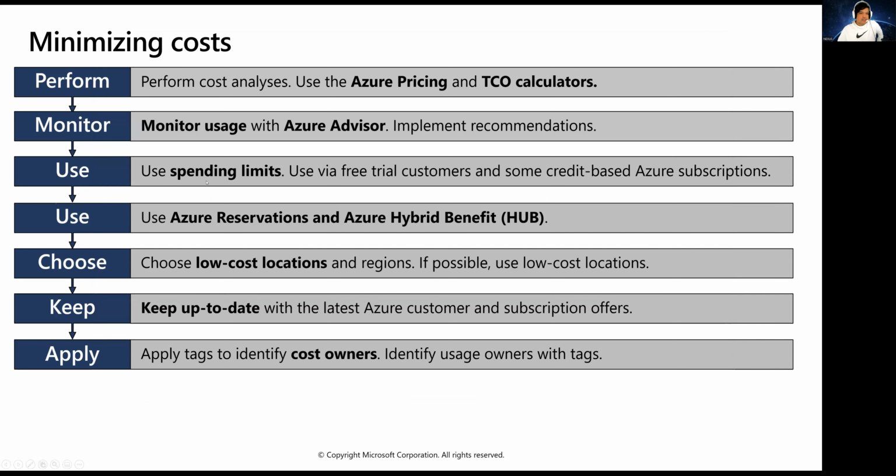And then you can just go to spending limits, and you can use Azure reservation, mas mura, di ba, by 63%. And you can choose low-cost location. Ano ba yung mga low-cost location? Paano malalaman, di ba? So you can type low-cost location sa search bar, and you can keep up to date and apply tags to identify who owns what.